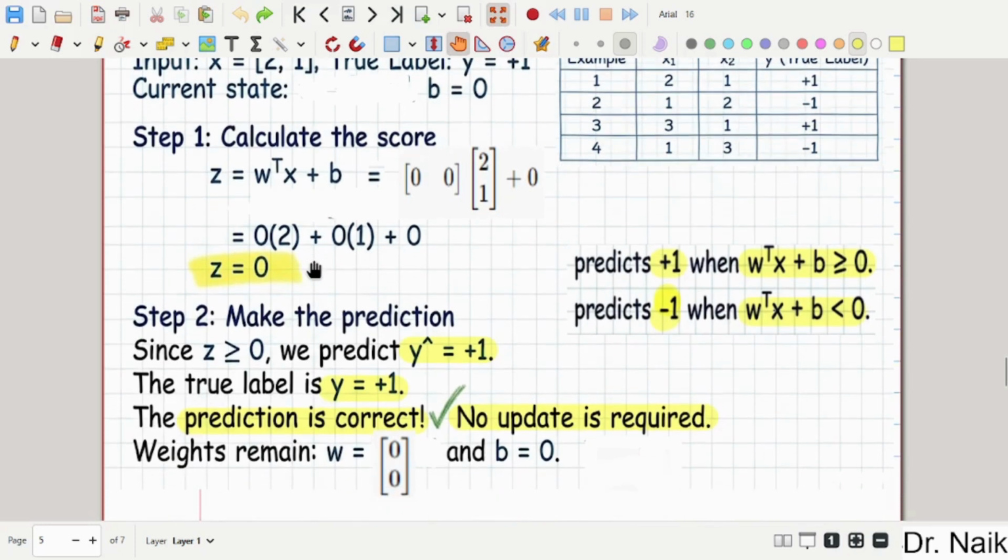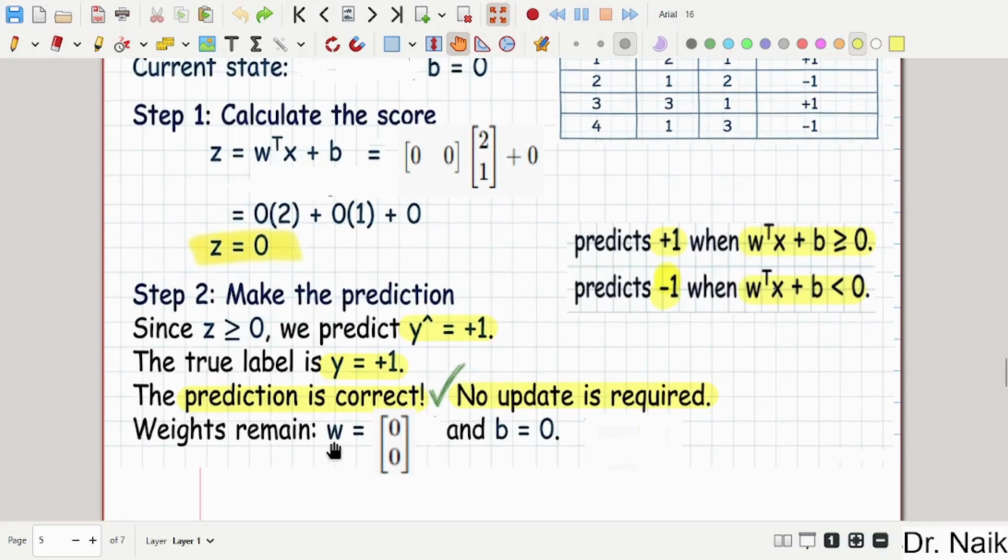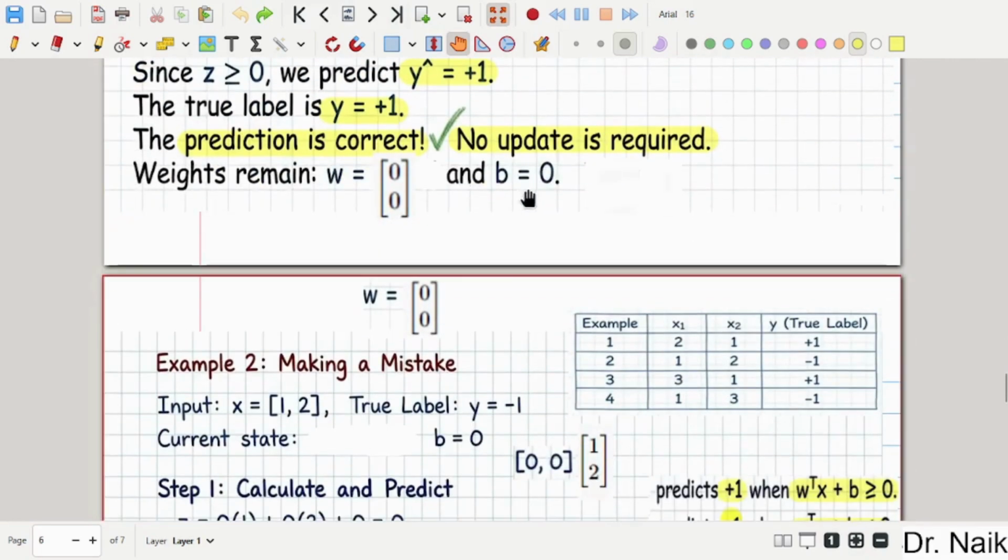We know the prediction rule: if w transpose x plus b is greater than or equal to 0, then we will predict +1. So here our z, that is w transpose x plus b, is 0, that means it is equal to 0. So we will predict y hat is equal to +1. Our true label given in our example is +1, so our prediction is correct, so no update is required. So our weight remains the same, that is w is a column vector with first entry 0 and second entry 0, and bias as 0.